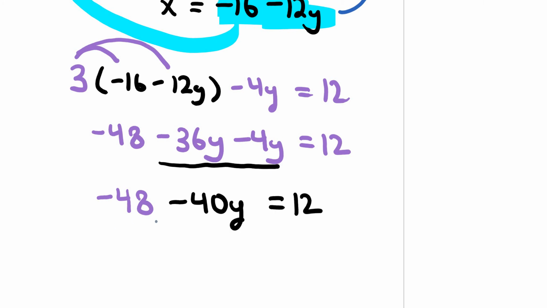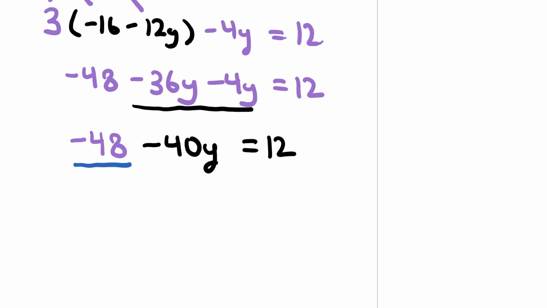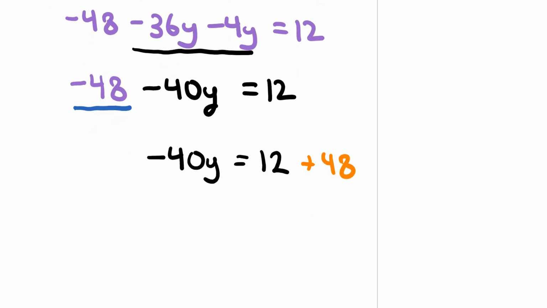And then from there, I can move the negative 48. If I move that to the other side, I get negative 40y equals 12, and now this will become plus 48. And 12 plus 48 is going to be 60. And then I have the negative 40y over here. And then finally, we're almost done for y.